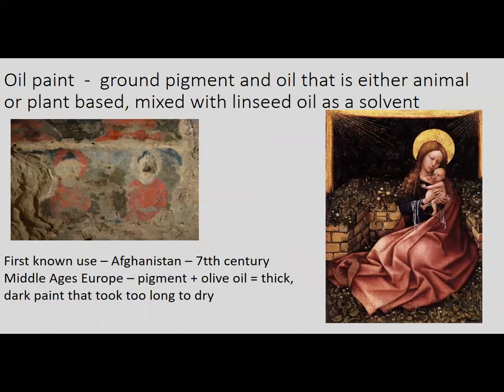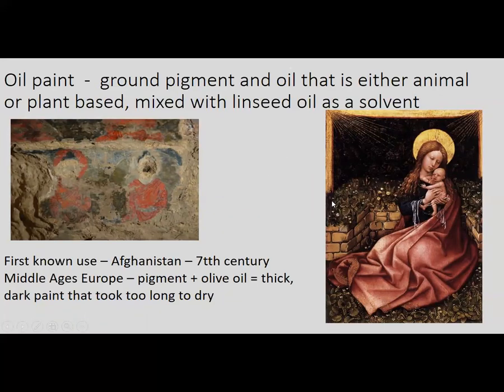So then the next is oil paint. We talked about it a little bit in an earlier chapter, and it's ground pigment and oil that is either animal or plant-based, and it's mixed with linseed oil as a solvent. The first known use of it is in Afghanistan in the 7th century.